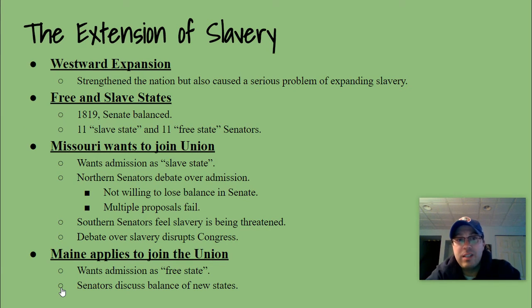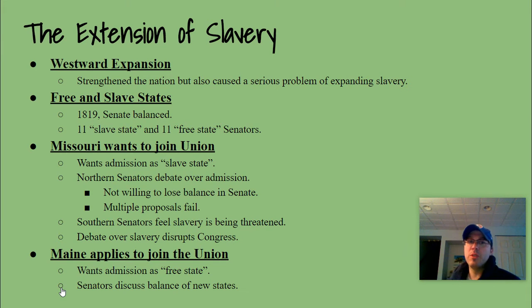Okay, the free and slave state situation as the United States is moving westward. In 1819, the Senate was balanced, meaning that there were 11 slave states and 11 free states. So that way there was an equal amount of representation in Congress, specifically the Senate, and with that, it pretty much didn't allow any laws to be passed that either the North or the South were opposed to. Right, a lot of things ended up in a stalemate.